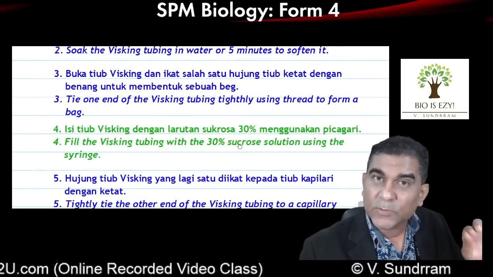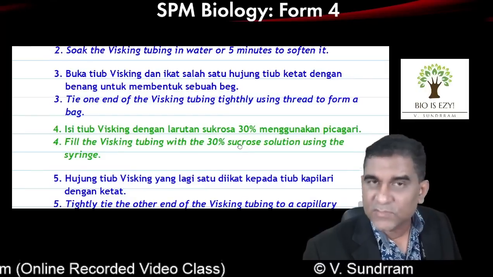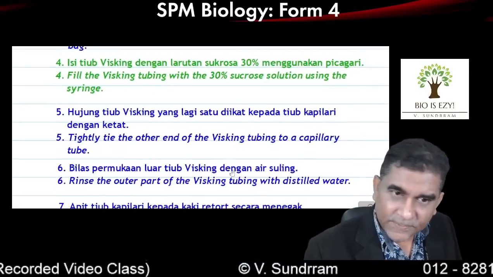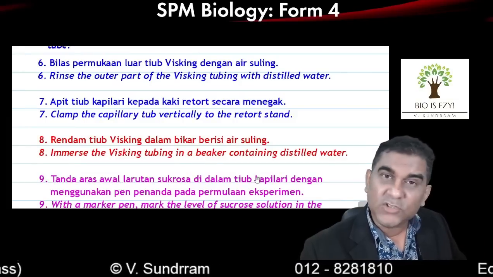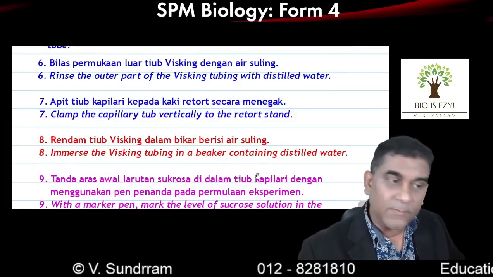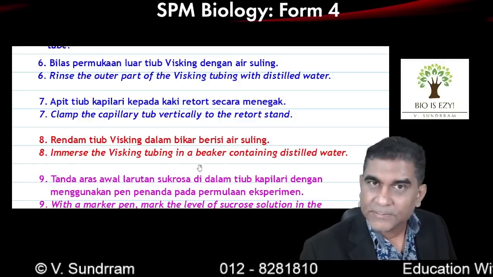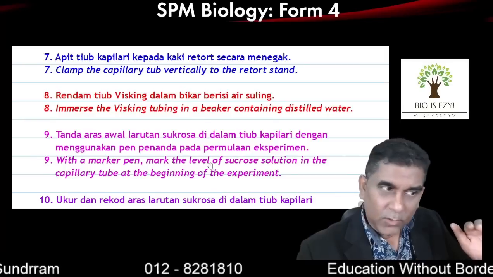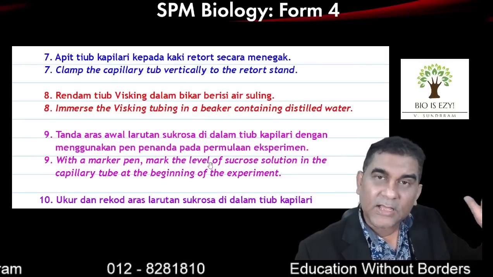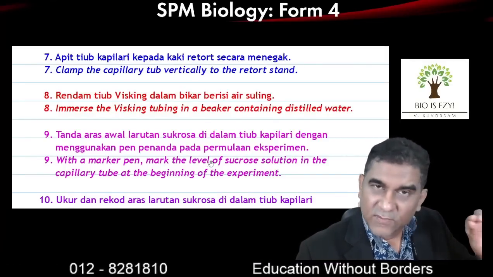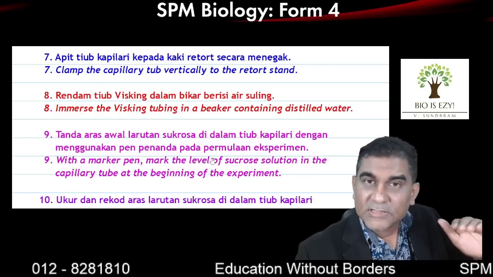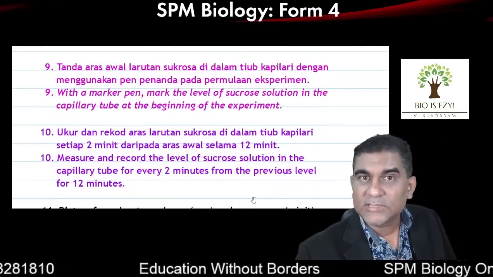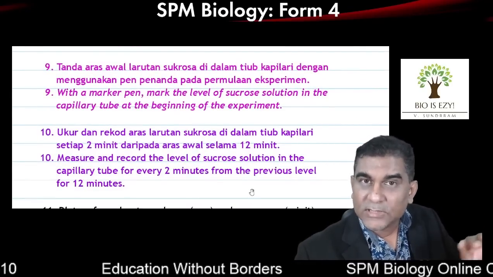Kita masukkan 30% sukrosa larutan ke dalam tiub whisking. We add 30% sucrose solution into whisking tube. This one I will have in the answer. The second one is we immerse the whisking tube into distilled water. Kita rendam tiub whisking itu ke dalam air suling, mesti ada. Yang ketiga, langkah berjaga-jaga, kita tandakan aras awal. Untuk pastikan kita boleh ukur peningkatan aras larutan sukrosa. We mark the initial level of the sucrose solution so that we can measure the increase in the level of sucrose solution. And this is one of the most important sentences because this is where you have manipulated and responding.